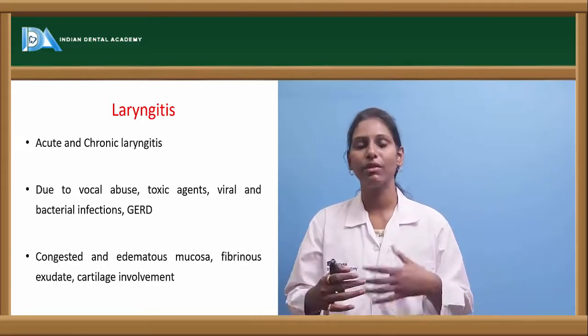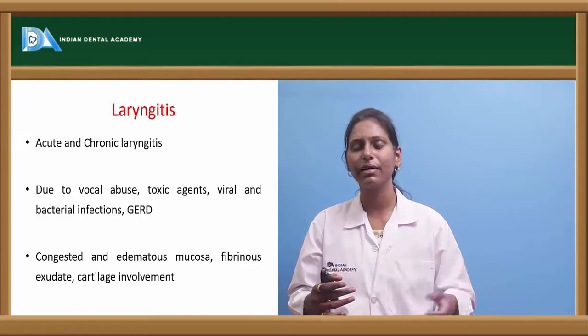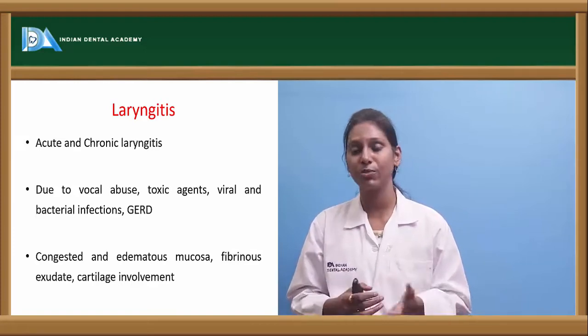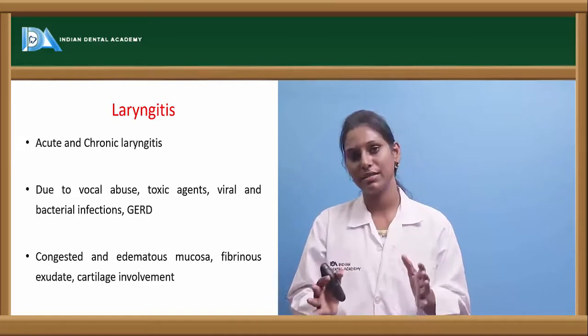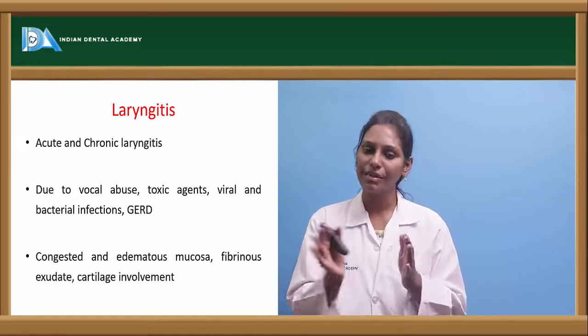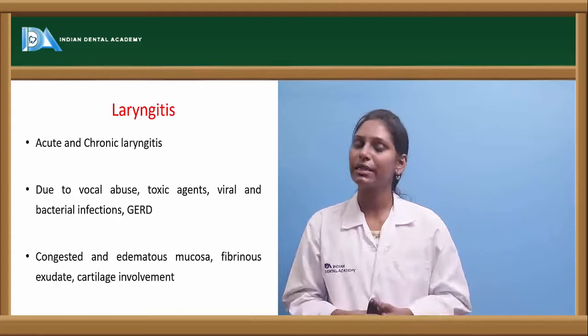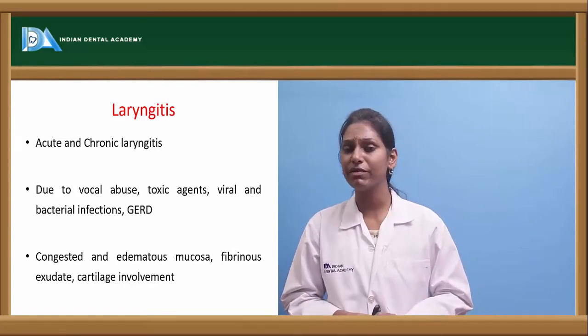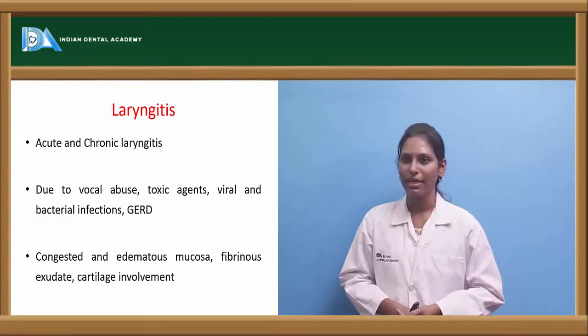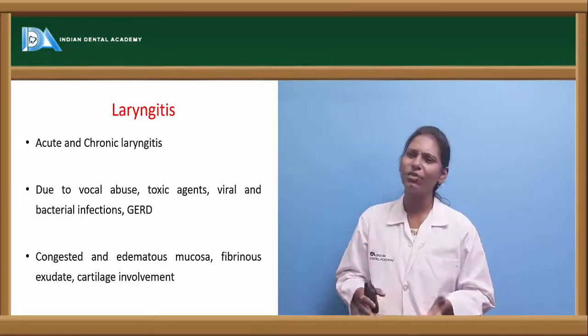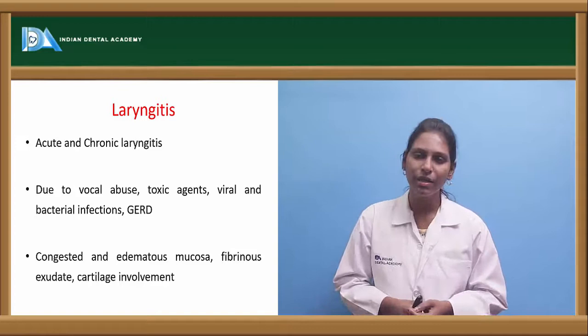If it is remitting, responding well to medication within a short period of time, that is within 1 or 2 weeks, usually laryngitis is self-limiting. If it lasts for 1 to 2 weeks, then it is called acute laryngitis. But if the symptoms persist for greater than 3 weeks, then it is called chronic laryngitis. And the onset of laryngitis is usually very abrupt.